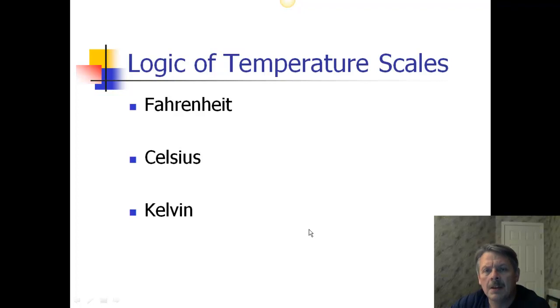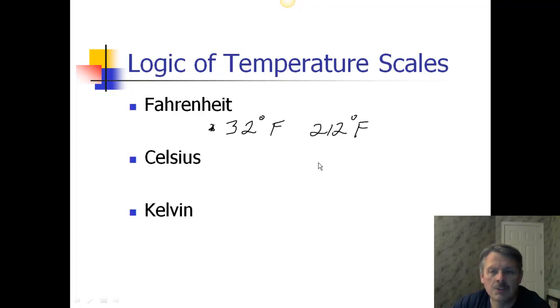The logic of temperature scales. Fahrenheit. You should know where water boils and where water freezes. Water freezes at 32 degrees Fahrenheit, and it boils at 212 degrees Fahrenheit. Now, these numbers don't seem to make any sense to us at all. There is a logical reason why they're 32 and 212, but frankly, to me, it doesn't make a lot of sense. I'd rather have Celsius, because that number is 0 degrees Celsius, which is real easy to remember, and 100 degrees Celsius for boiling.